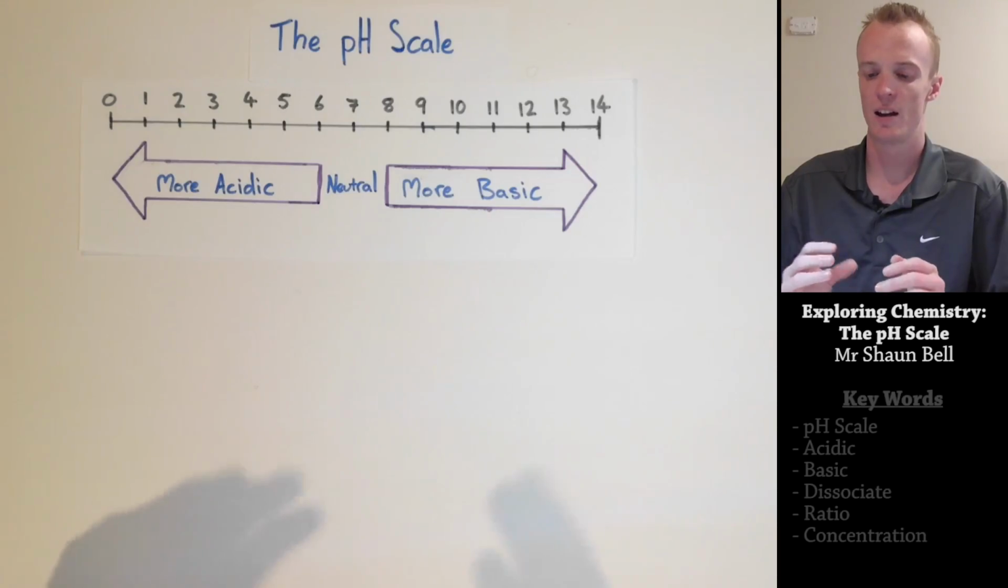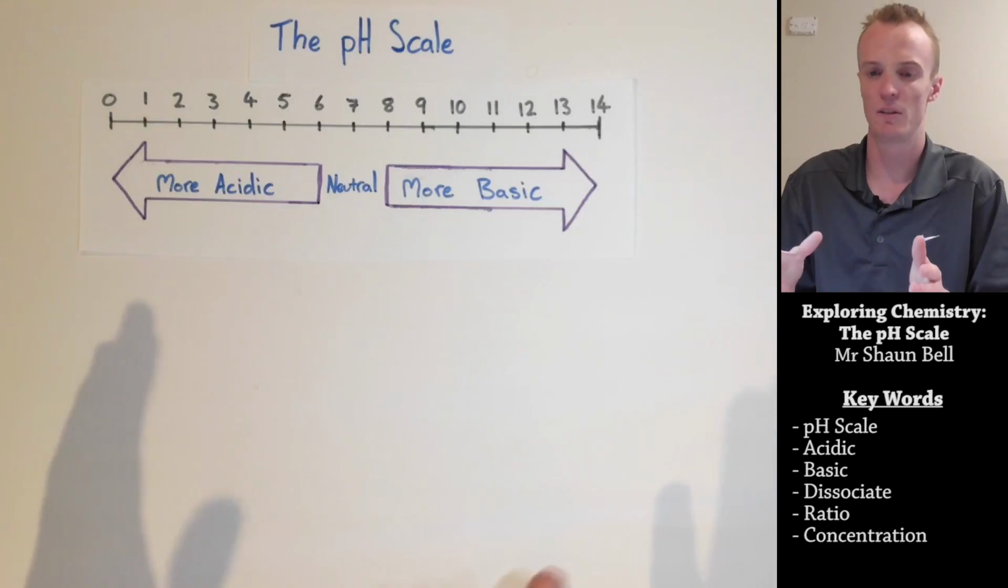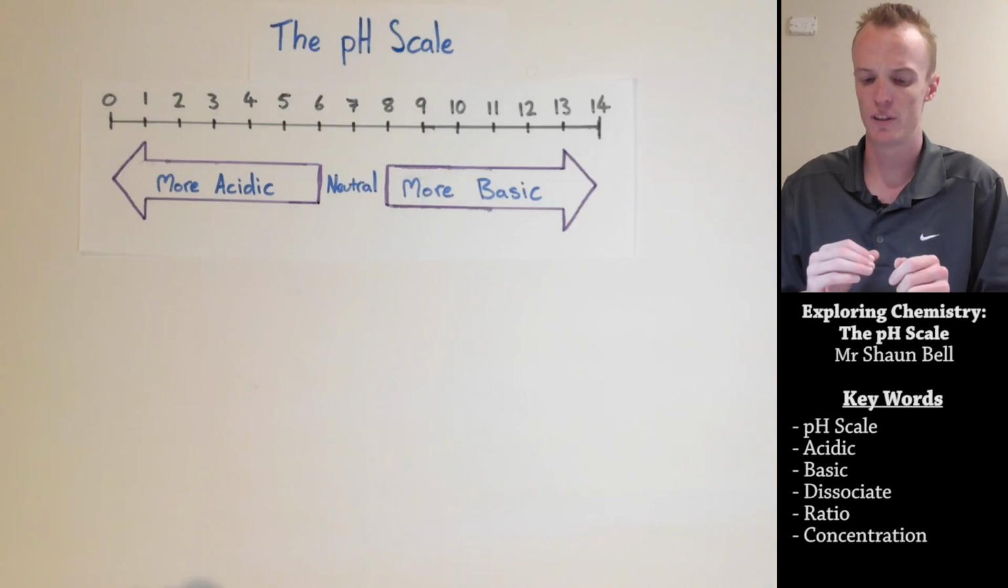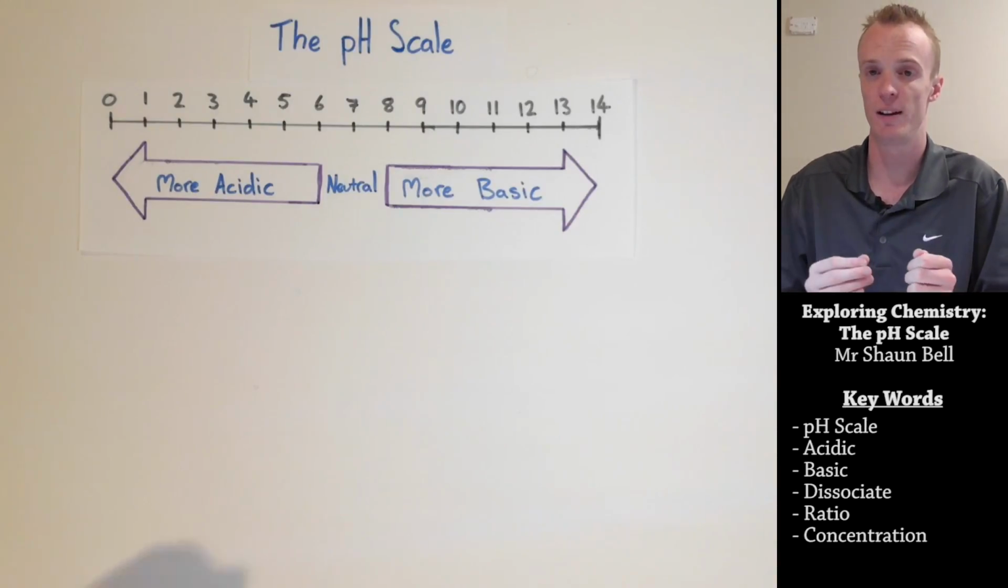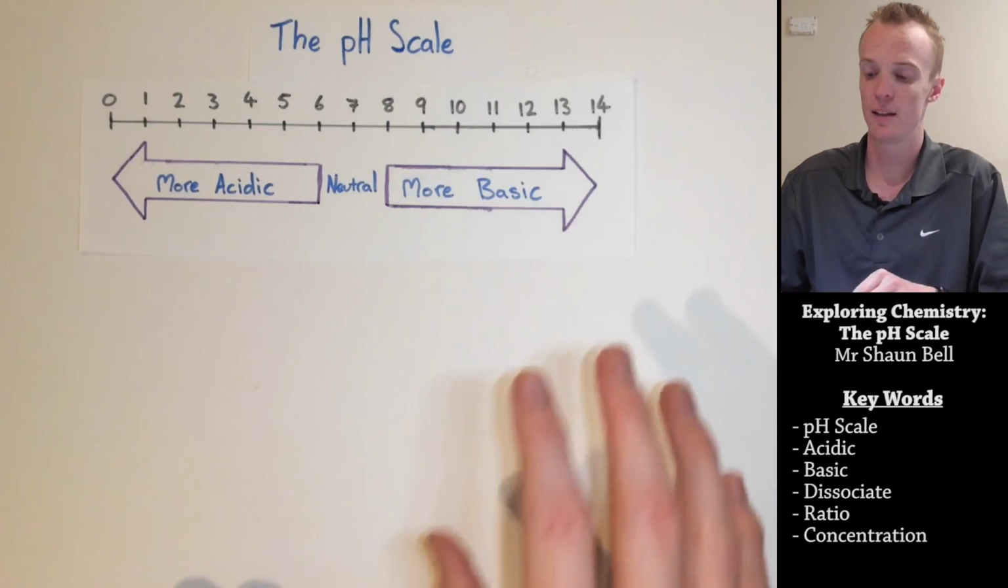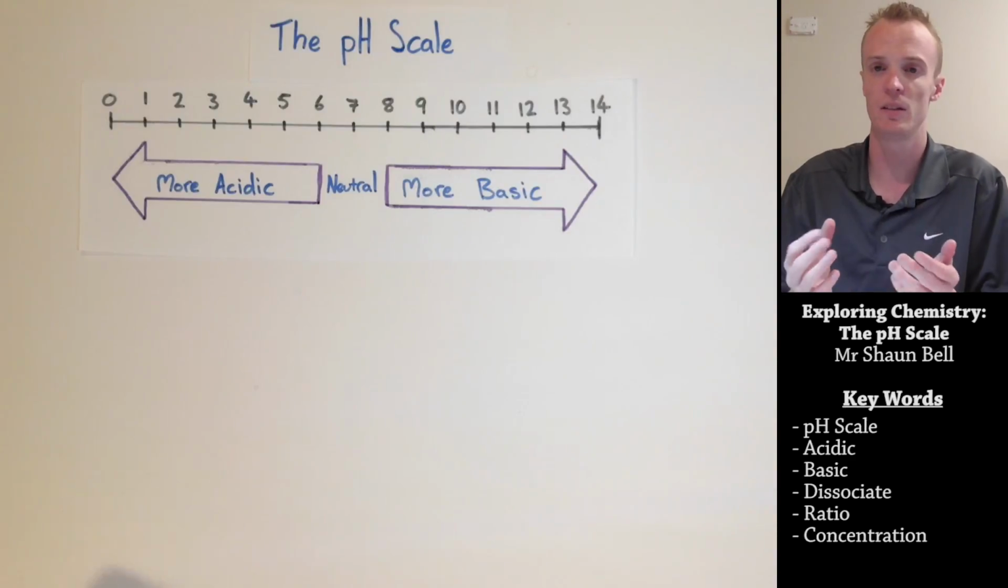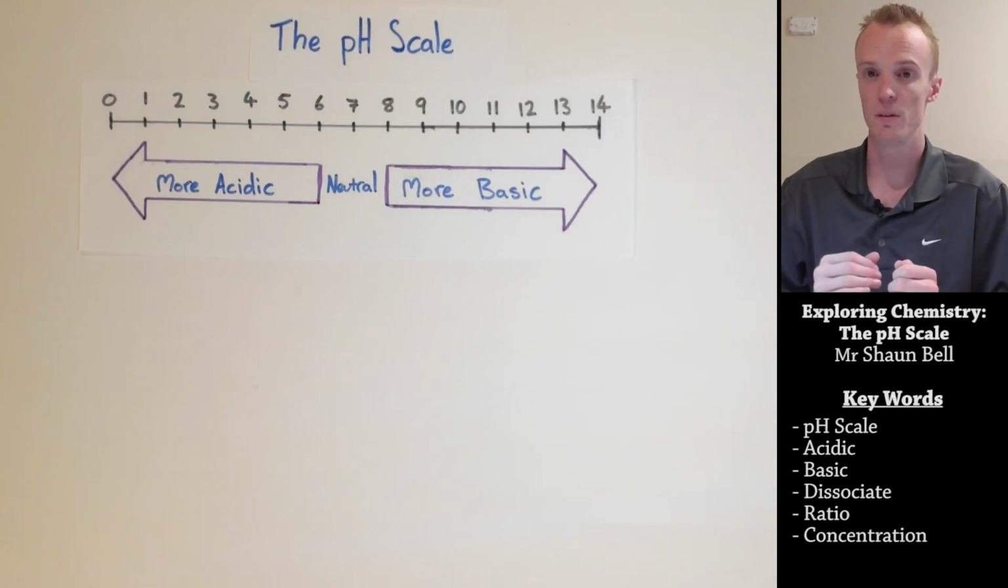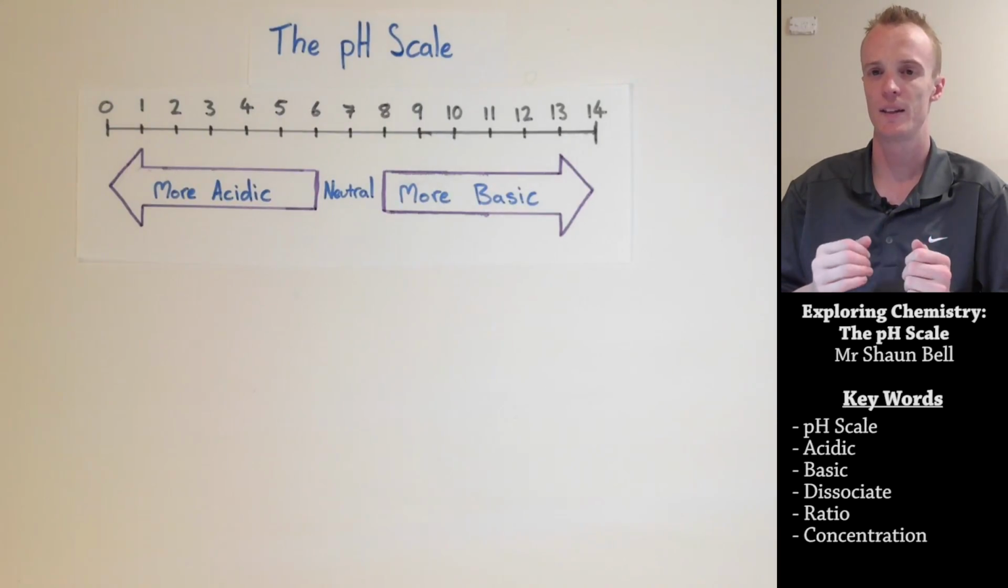So the pH scale is this scale that ranges from 0 to 14, where if a solution has a pH reading that's close to 0, we consider it to be more acidic, where if it has a pH close to 14, we consider it to be more basic. Where in the middle of the scale, where it has a pH of 7, we consider it to be a neutral solution. But what does any of this mean?